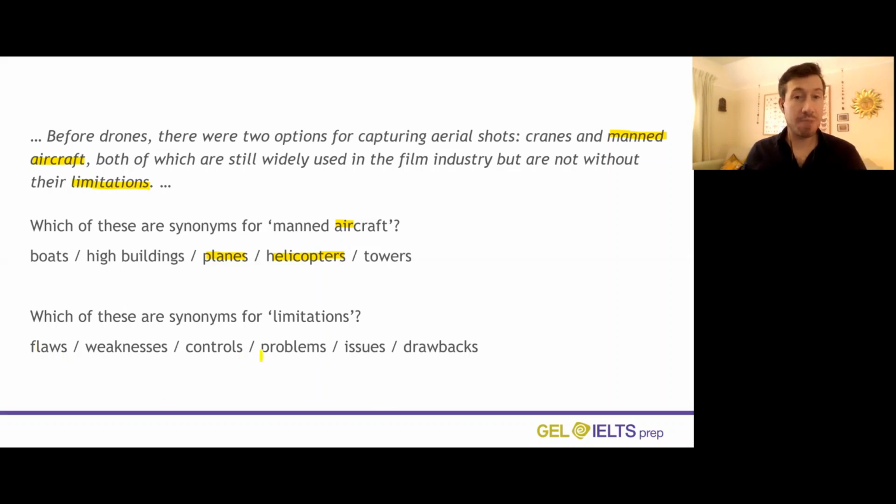So we can see here, well, problems is definitely one of them. Flaws also means problems or weaknesses, so those two both work. Controls would be more similar to restrictions, and like I just said, it doesn't mean that in this context. But problems, yes. Issues means problems, so yes, and disadvantages or drawbacks, all of those would be good synonyms for the word limitations in this context.